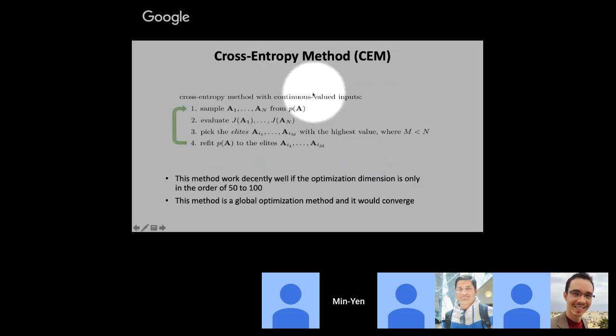I think he raised continuous value inputs. So the most of them method. And he says that this method is just to sample A1 to AN from the distribution, then you evaluate all the rewards, then you pick the elites, then you refit again, and then you go back and back. This is what we just now discussed, they just put in the pseudo code. This method works well if the optimizing dimension is only in the order of 50 to 100. This method is a global optimization method, and he says that it will converge.